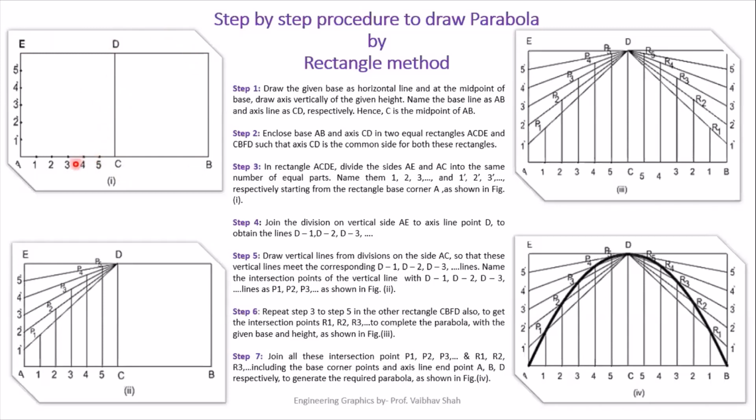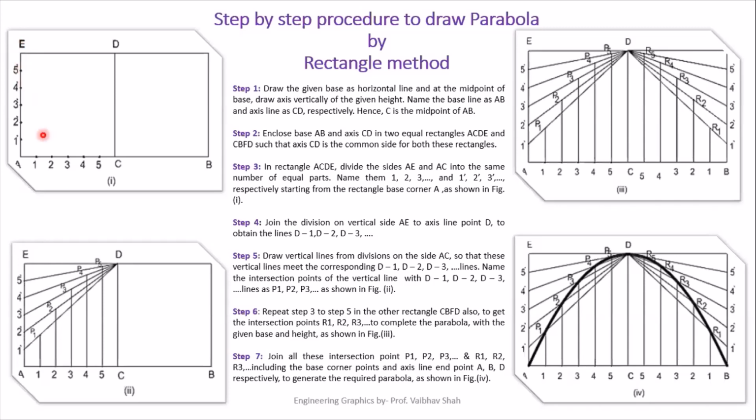Now in rectangle ACDE, divide the sides AE and AC into the same number of equal parts. So let's say in our case, we are dividing the lines AC and AE into 6 equal parts. So we'll be dividing this line and starting numbering from point A as 0. So 1, 2, 3, 4, 5 and 6 would be your point C. We'll be starting the point numbering from point A once again: 0, 1 dash, 2 dash, 3 dash, 4 dash, 5 dash and 6 dash.